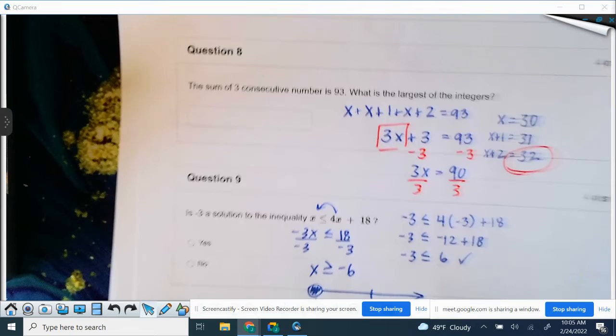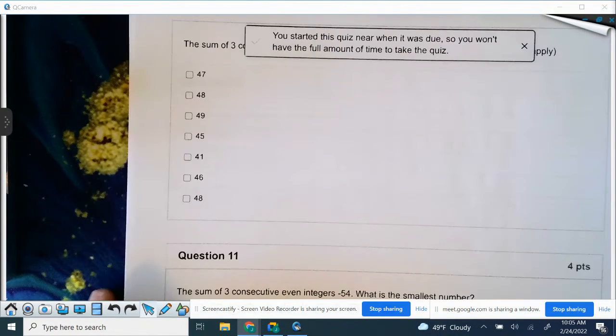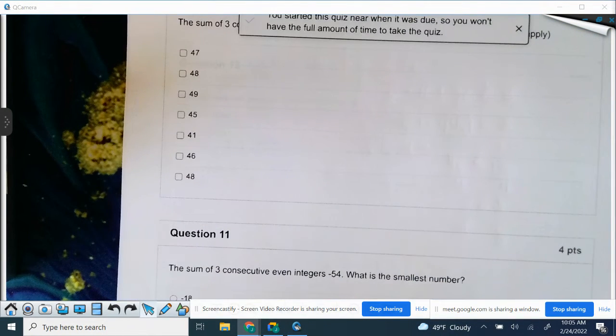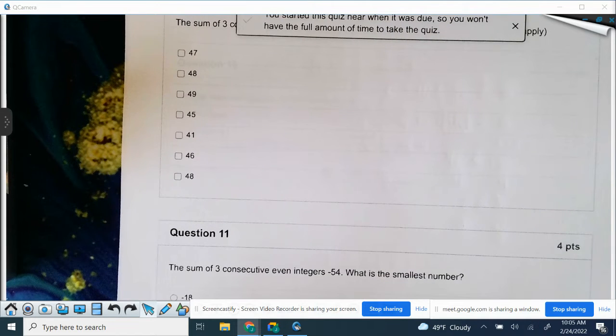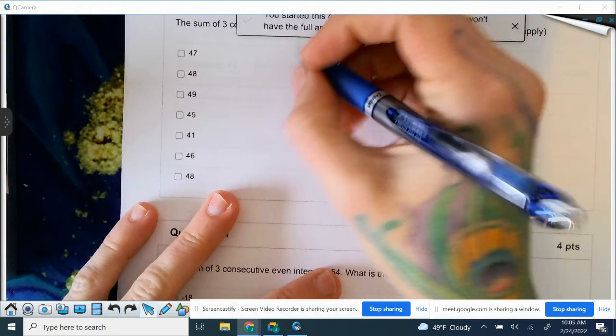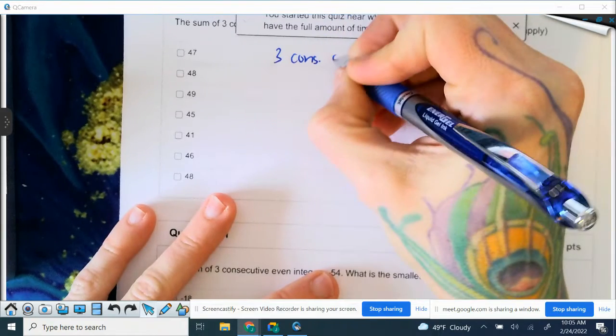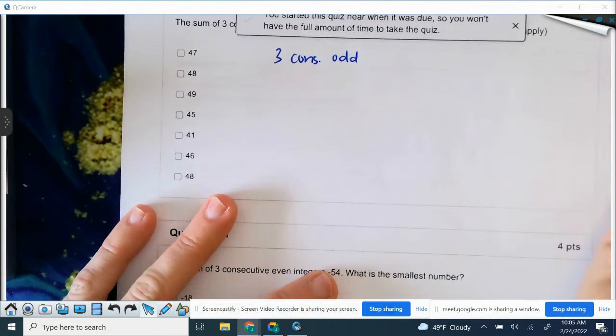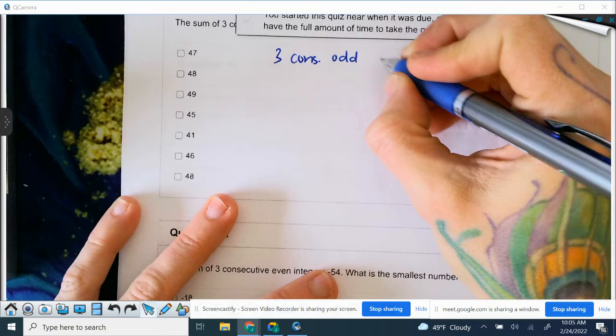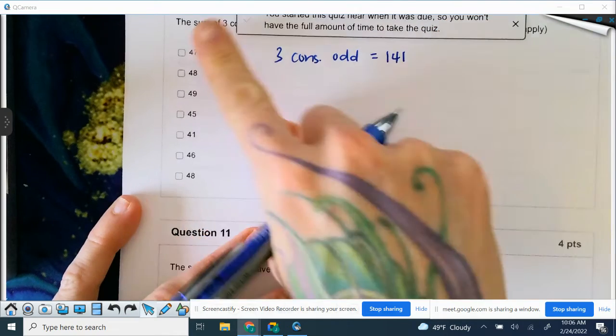That's number 9. Oh, no. Hold on. Number 10. The sum of 3 consecutive odds equals 141. And we're choosing all the answers that apply.